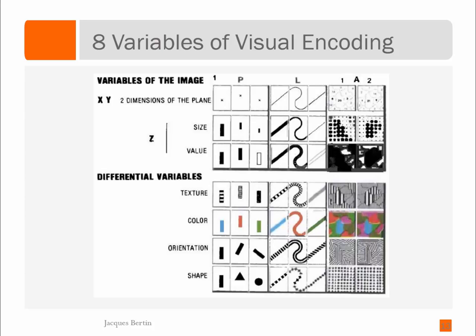Then we move on to the next 4, or the last 4, which are determined to be differential variables. And let's talk about those. So the next one's texture. So imagine texture in this way. In the first cell, what's represented there are very large ridges. And so if I moved my finger across them, they would be very bumpy.